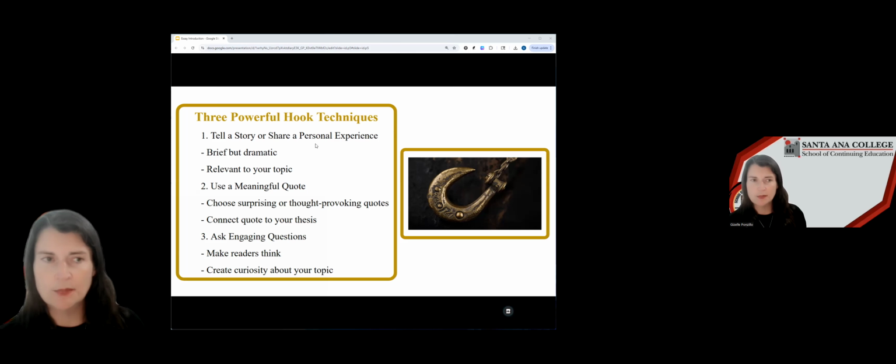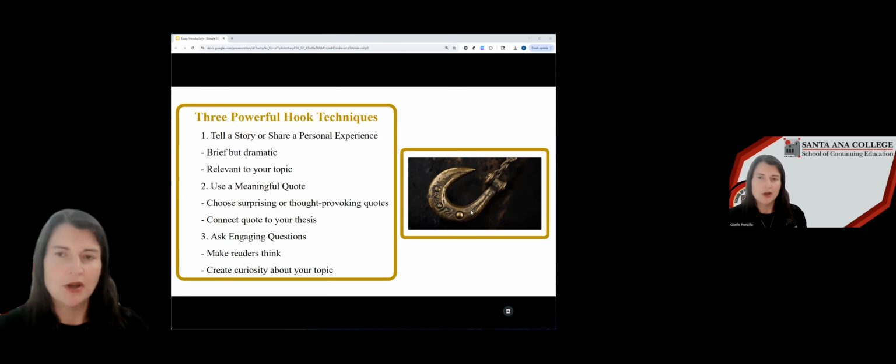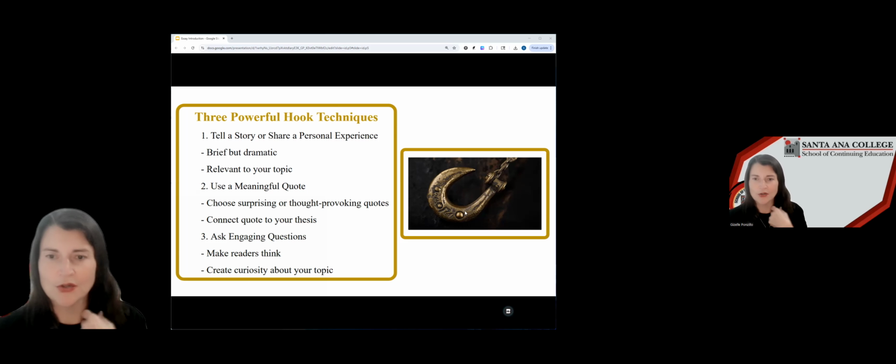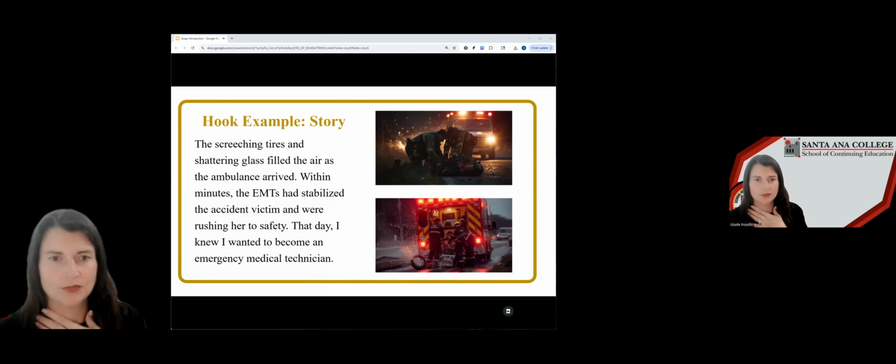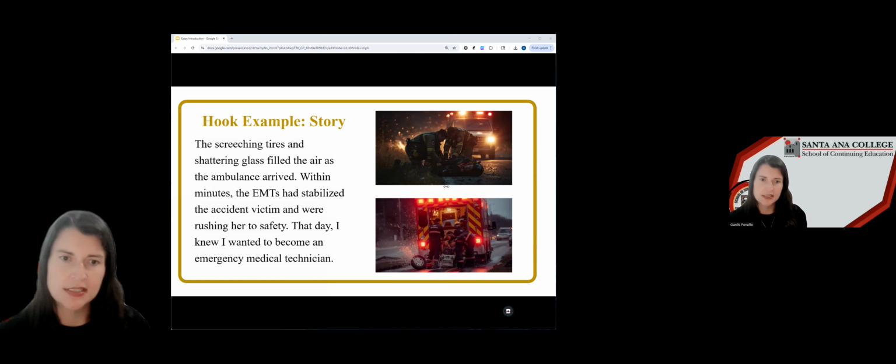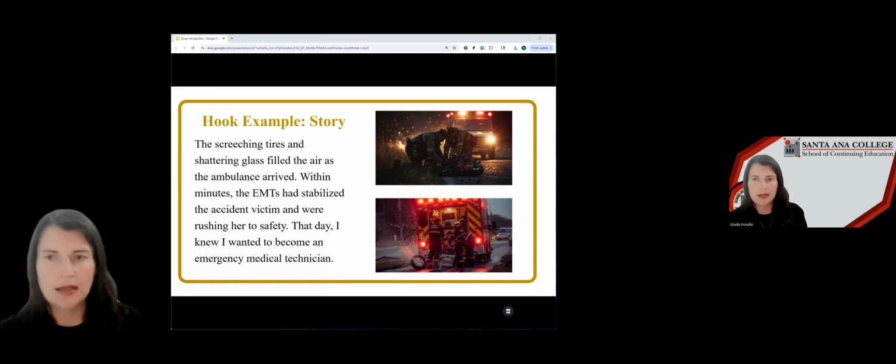So that is the purpose of a powerful hook on your essay. And here is a picture of a hook so that it can hook your reader. Here's an example of a hook. This one is a story, and there are 2 pictures here of EMTs, emergency medical technicians, helping somebody during an accident. And this paper is about EMTs. So let's take a look.